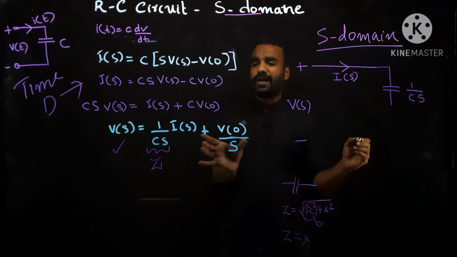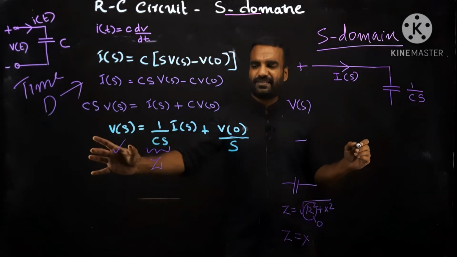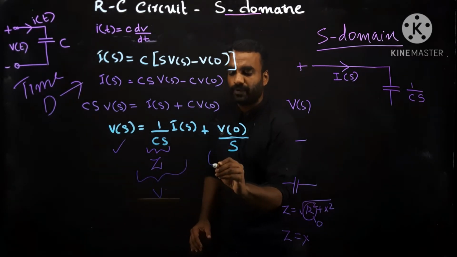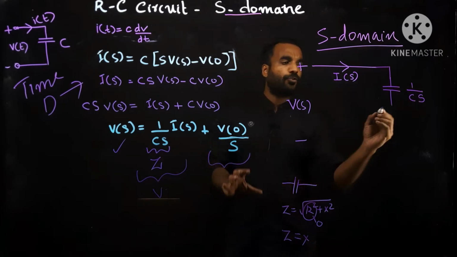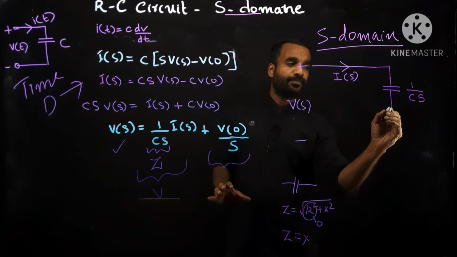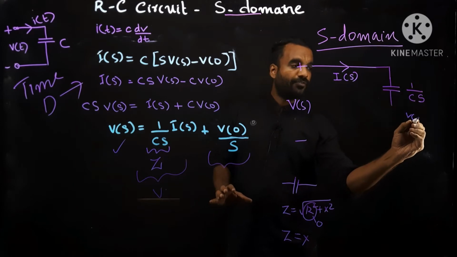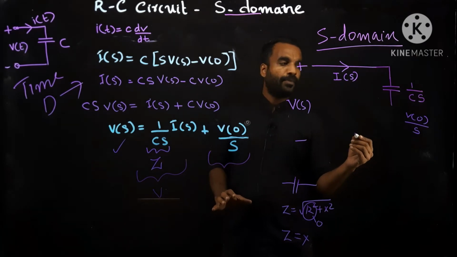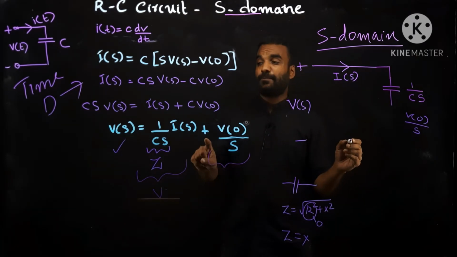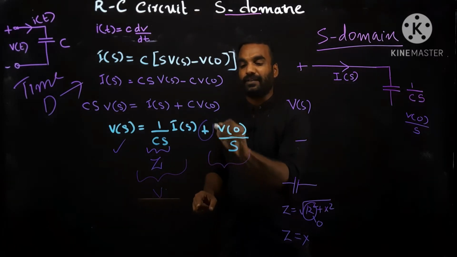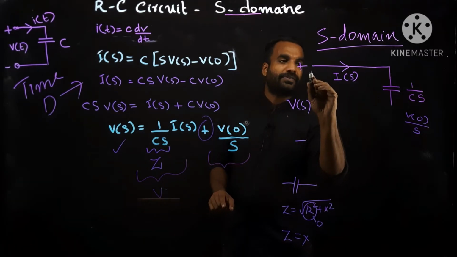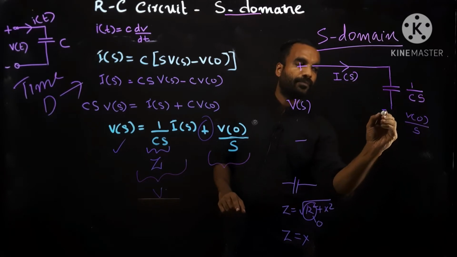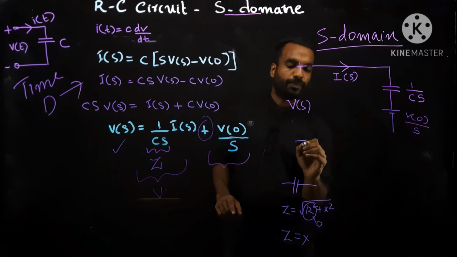And not only that, I have to add something else because left side is voltage. This term in right side is also a voltage. So this term should be a voltage source, and that voltage source is represented as V of 0 by S. Okay, V of 0 by S, and its polarity is nothing but plus is given here. So if I am comparing I of S like this, I of S should enter at positive. So this voltage source should be like this.